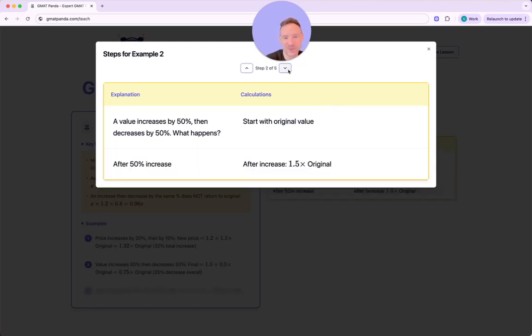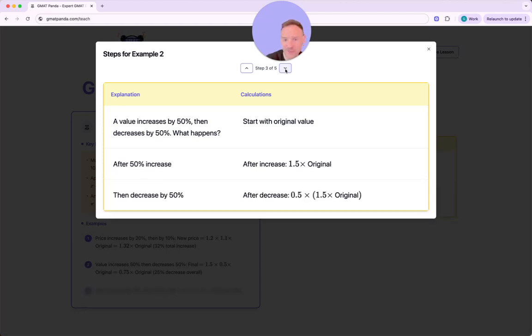Whereas actually, in reality, it's not the case. So let's think about this in steps. We first apply the 50% increase. What that means is that we're going to do 1.5 times the original amount. Now, afterwards, we want to decrease that by 50%. So what do we do? Well, we take that new amount, which is 1.5 times the original amount, and we multiply that by 0.5. Remember, a 50% decrease is like doing 1 minus 0.5, so that's the same as 0.5.